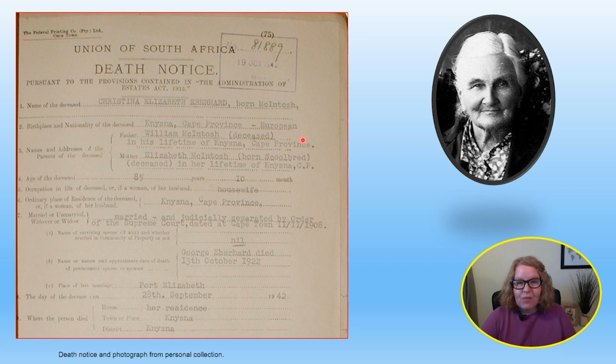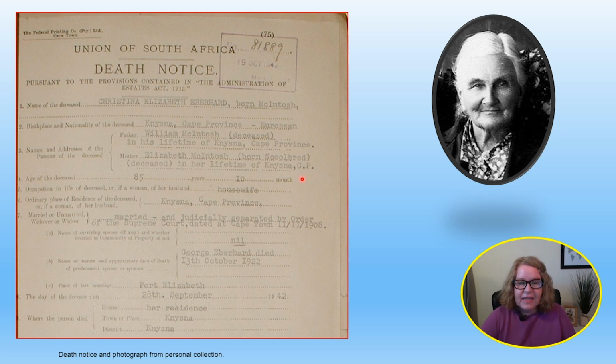Right underneath that, some wonderful information. We get her father's name, William McIntosh, and her mother, Elizabeth McIntosh, with her mother's maiden name, born Schoolbred, right there. We also get a little bit of information here about William and Elizabeth, that they're both deceased, and both of them lived in their lifetime in Knysna, in the Cape Province. So what this means is that they were not born in Knysna, but they lived for most of their lifetime there, and that is true. Both were born in Scotland, but lived most of their adult life in Knysna.